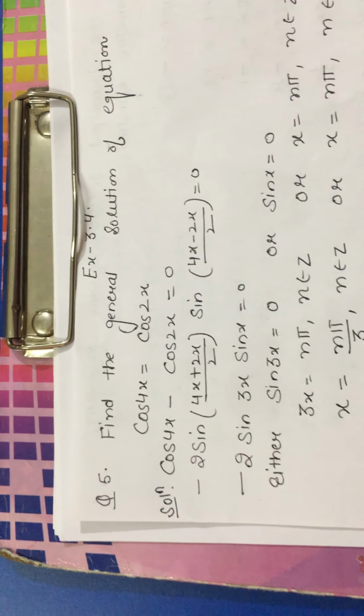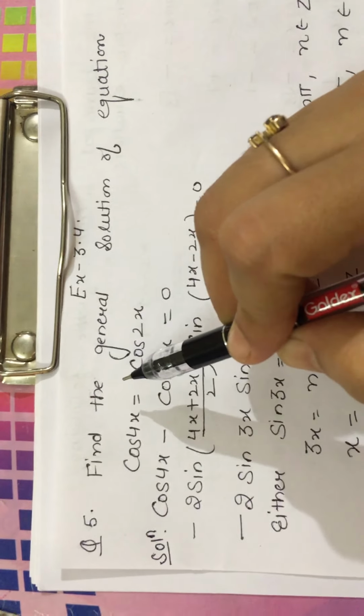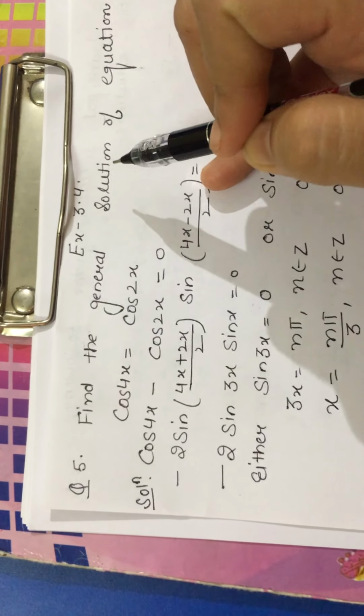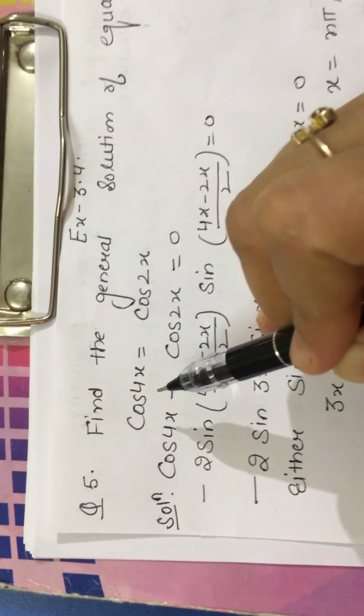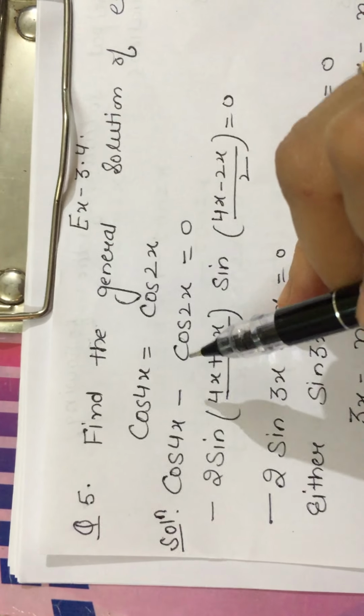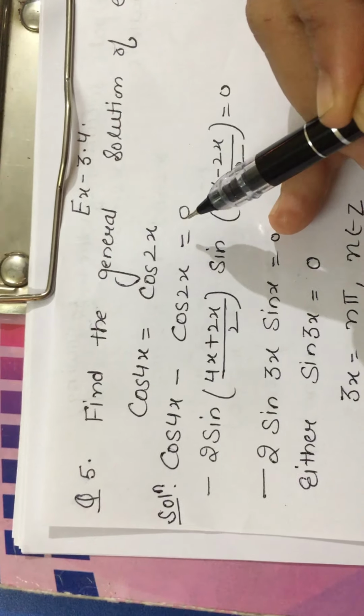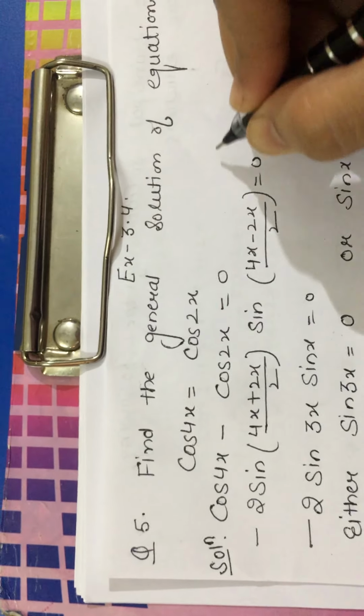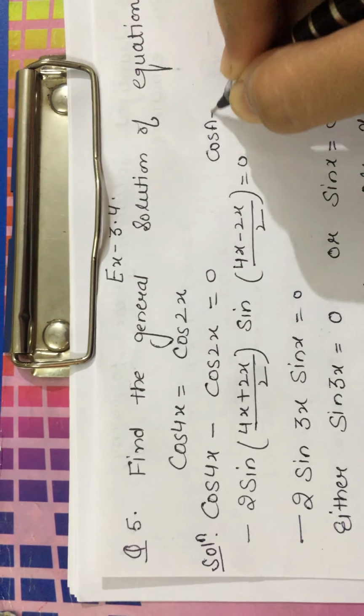Welcome students. Question number 5 from exercise 3.4 is: find the general solution of the trigonometric equation cos 4x = cos 2x. Now this can be written as cos 4x minus cos 2x equal to 0. Use the formula of cos A minus cos B.